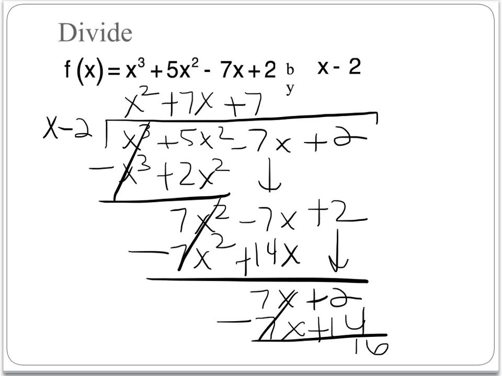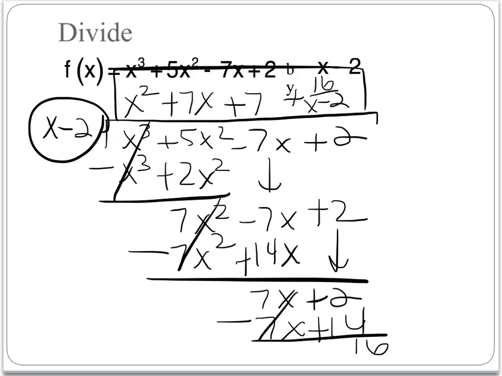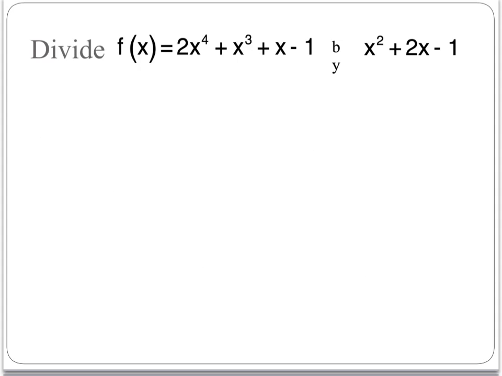So I have x squared plus 7x plus 7 plus 16 over, remember, the thing that we're dividing by, so x minus 2. Just like that. Okay, you pause the video and try this one yourself and see what you come up with.